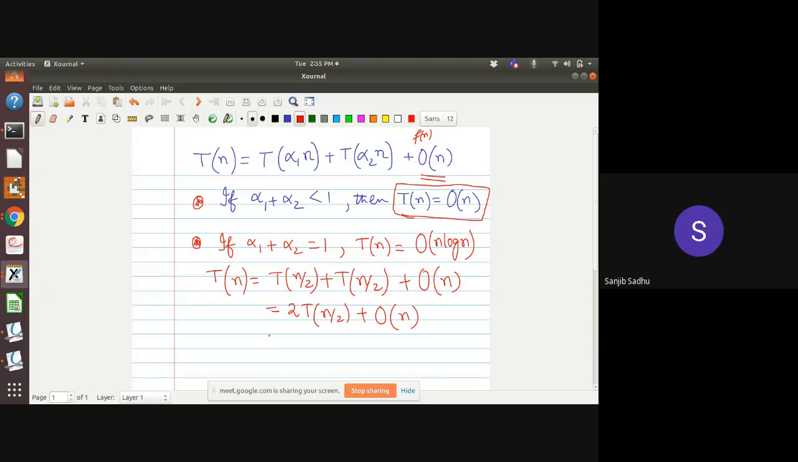And what is the alpha 1 here? Here alpha 1 is half, you check it, and alpha 2 is also half. So alpha 1 plus alpha 2 equals 1. So if it is equal to 1, then it is big O of n log n. Otherwise, when alpha 1 plus alpha 2 becomes less than 1, it is the case when you are removing a part. Suppose this is a feasible solution domain, these are the points or whatever, that depends on the problem.